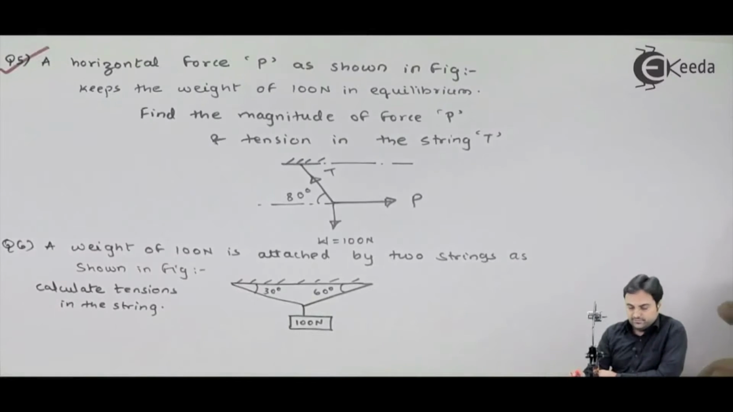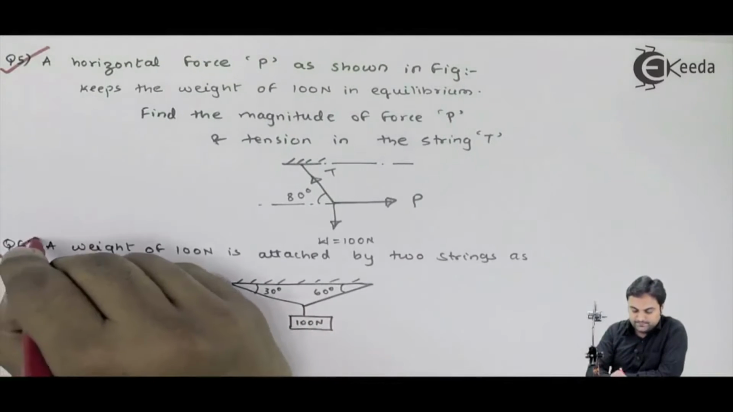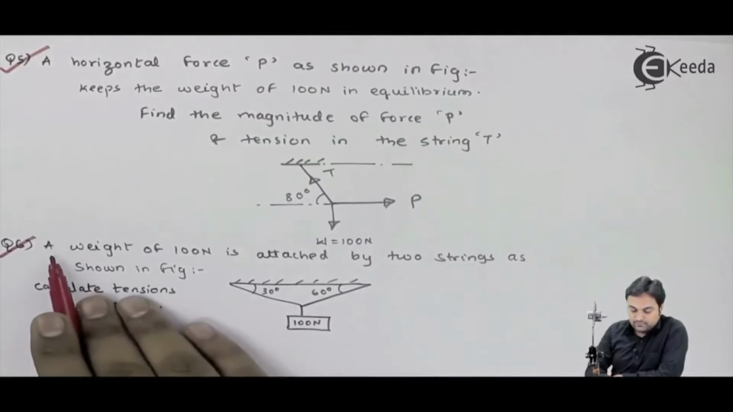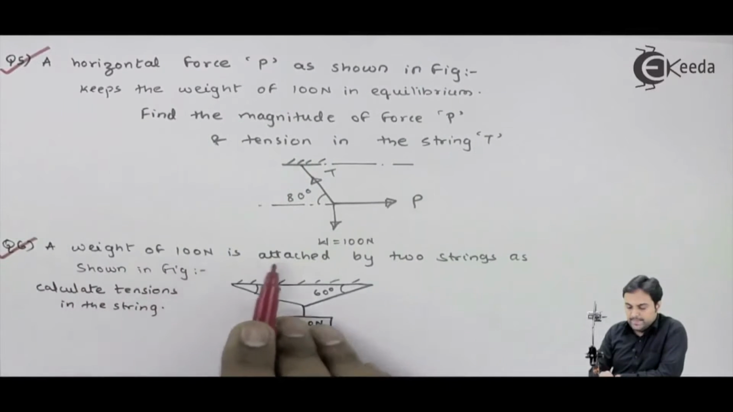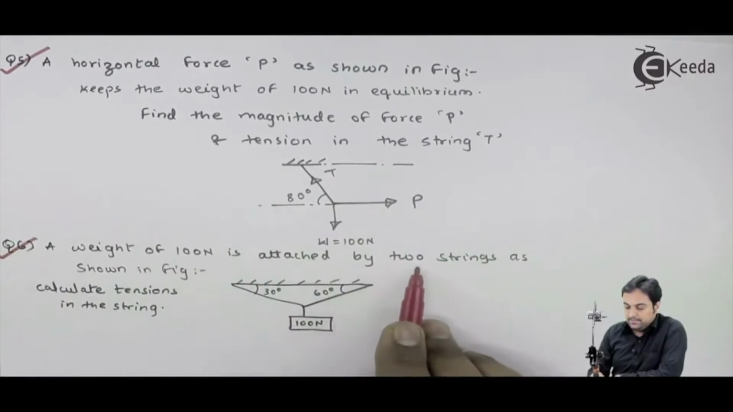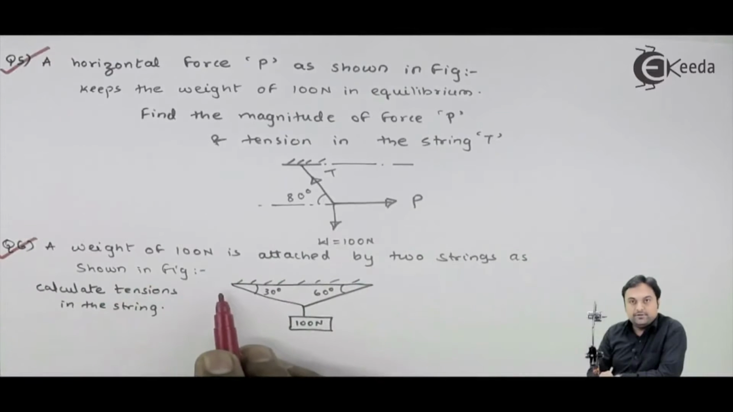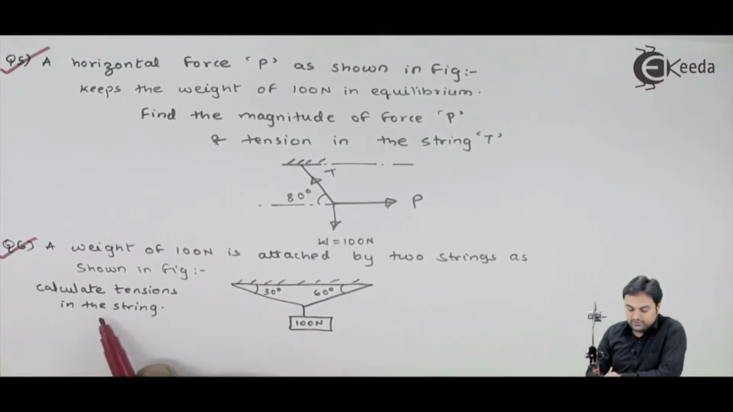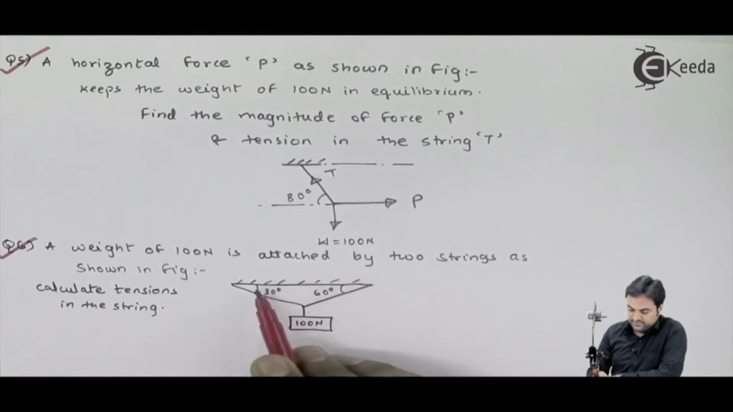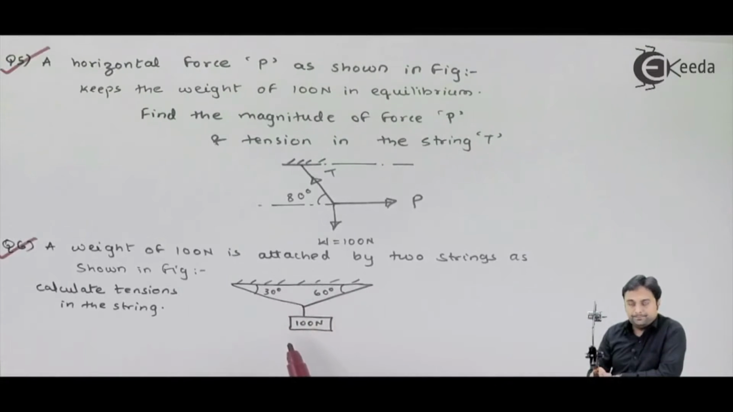Let us solve question number 6. A weight of 100 Newton is attached by two strings as shown in figure. Calculate tensions in the string. Here they had given a diagram.